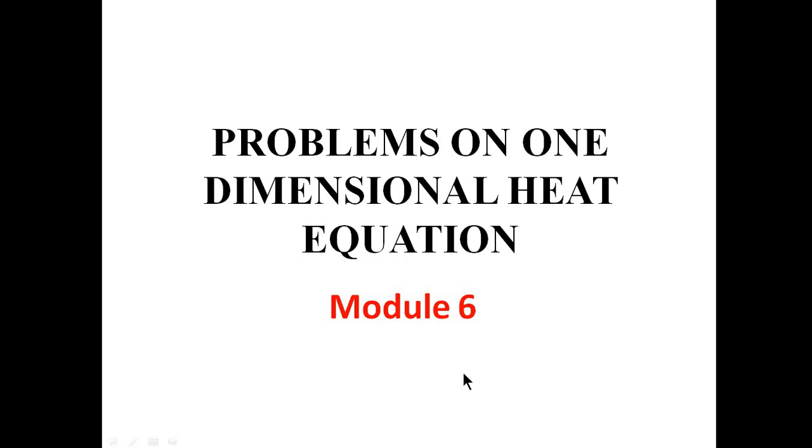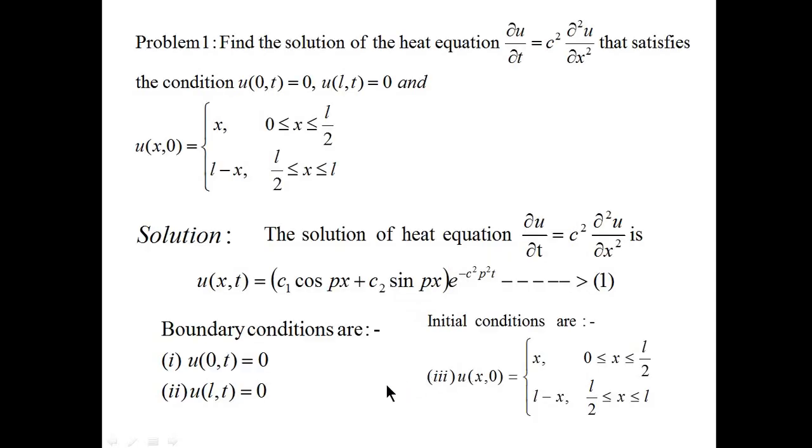Hi all, in this video I will be discussing some important problems on the one-dimensional heat equation. Now there are three types of heat equation problem. This is type 1 problem, where the boundary conditions and initial conditions are given. We have to just find the solution of the heat equation. Now the heat equation is given and the boundary condition and initial condition are given.